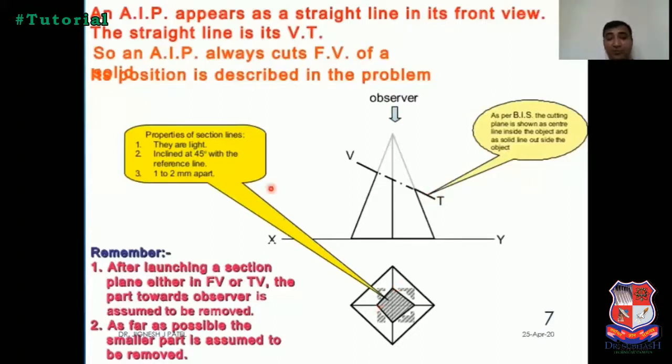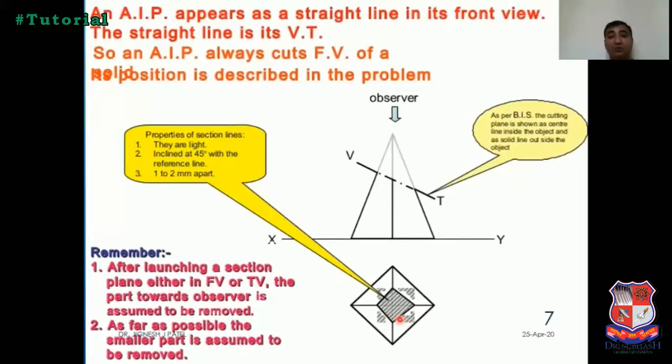So what are the properties of this section line? They are light, inclined at 45 degrees with the reference line. All these section lines are inclined at 45 degrees with the reference line, meaning with the XY line, and they are 1 to 2 millimeter apart. So the spacing between these lines is 1 to 2 millimeter.